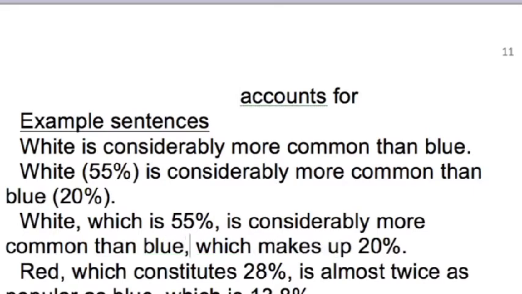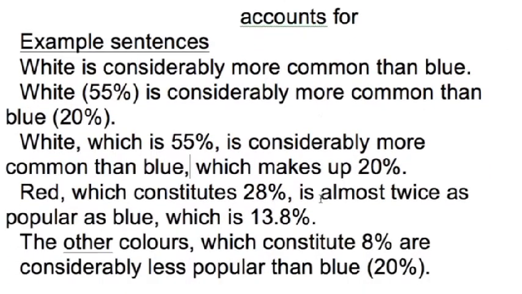Also the comma will come, which makes up 20%. Red, which constitutes 28%, is almost twice as popular as blue, which is 13.8%. The other colors, which constitute 8%, are considerably less popular than blue, and then you can put 20% in the brackets.